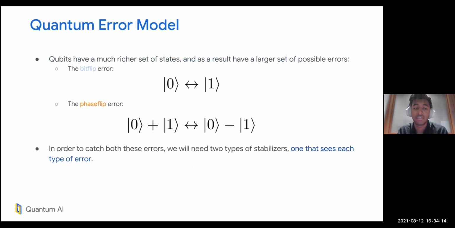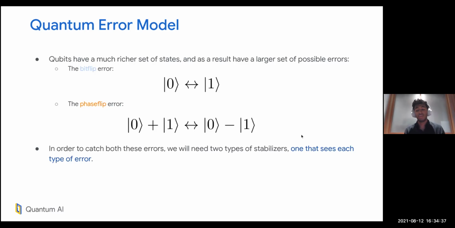Now, the other problem is that the quantum error model is much richer, right? So we have this two-dimensional surface of a sphere as opposed to just a single 0 or 1. So we have the bit flip error from before. We also have a phase error where essentially the relative signs change. So 0 plus 1, for example, might go to 0 minus 1, and that's an error.